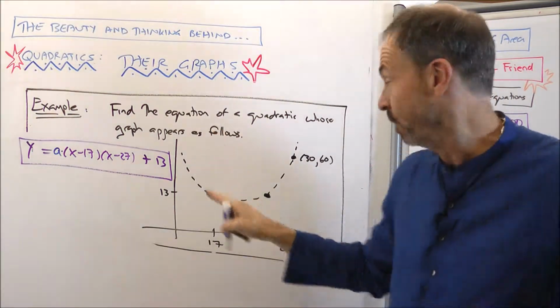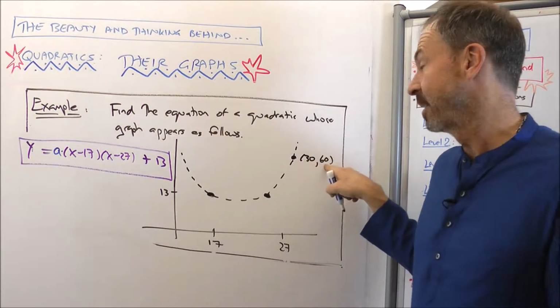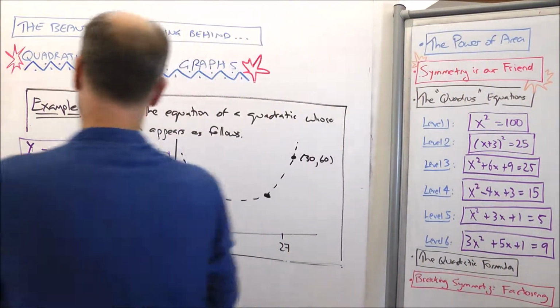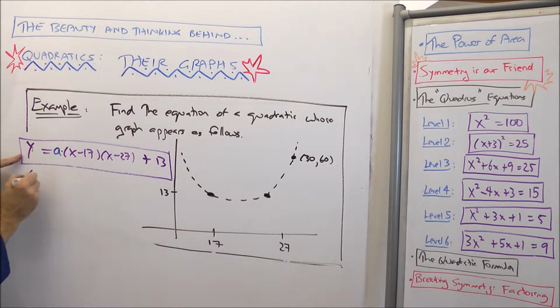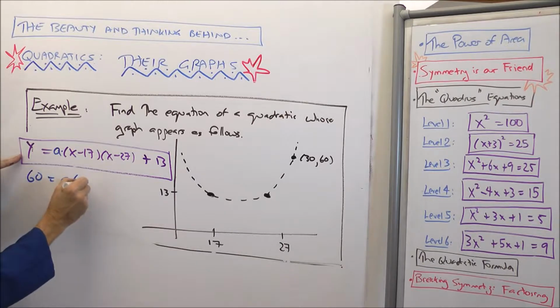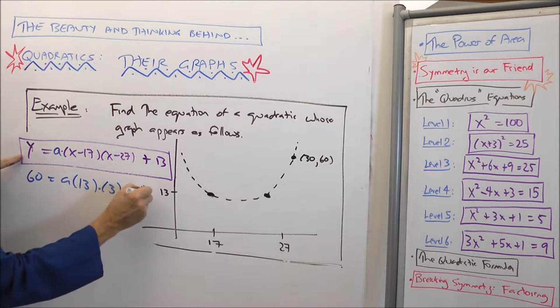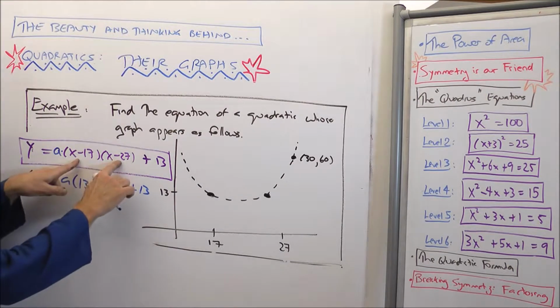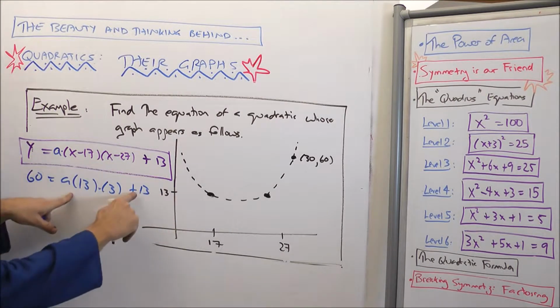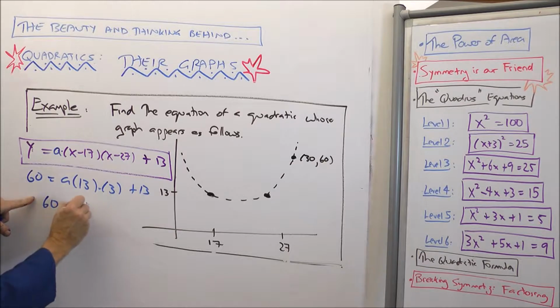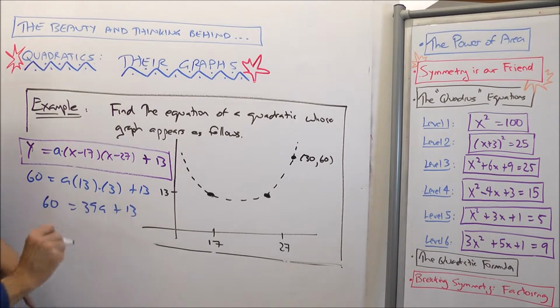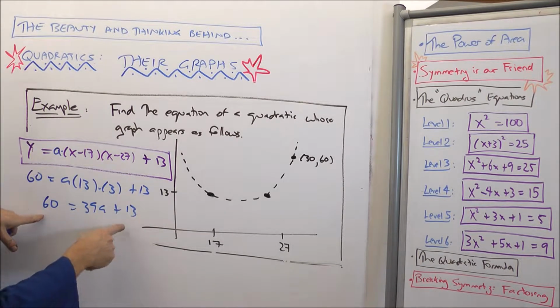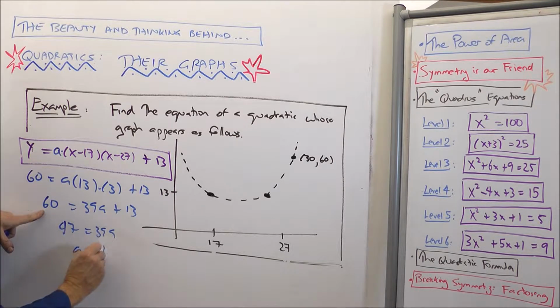In fact, actually, let's do it. If I put in 30, I should get out 60. Let's make that happen. Put in 30, out comes 60. So 60 needs to equal A times 13 times 3 plus 13. This is what we had before, I believe. 13 and 3, well, next is 30. Yep, plus 13. All right, so that tells me 60 is 39A plus 13. Okay, now it's just a little bit of work here. 47 is 39A. A must be 47 39ths.